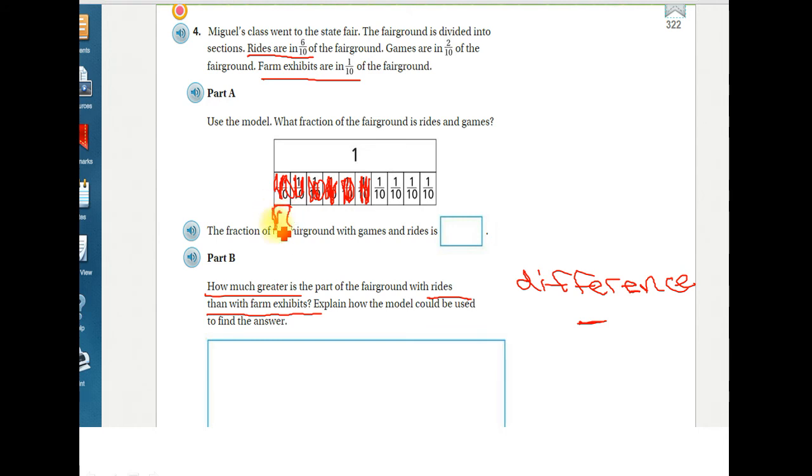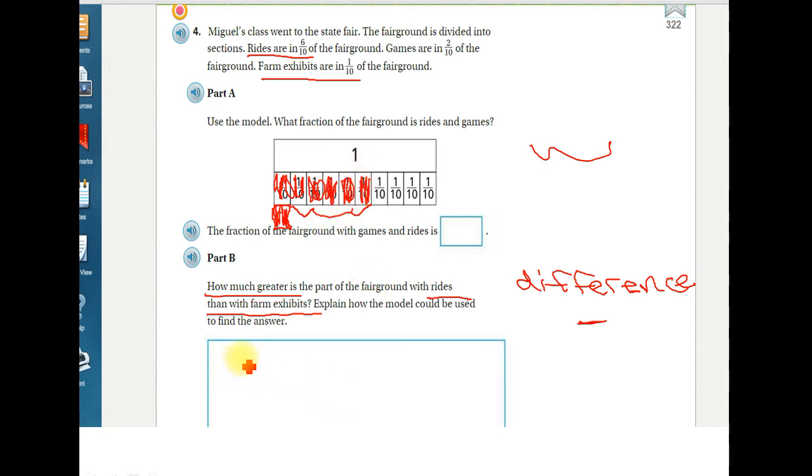So this 1/10 is going to represent the farm exhibits. So now I'm going to see how much bigger the ride represents compared to the farm exhibits, just like you do with height of another student, right? You stand next to each other and then you see, okay, hey, you're this much bigger than me. So let's see how much bigger or longer or more space the rides take up. So this is even. So the difference is 1, 2, 3, 4, 5 tenths.